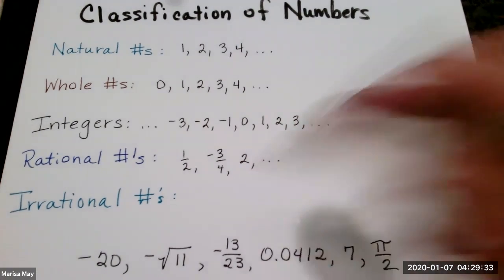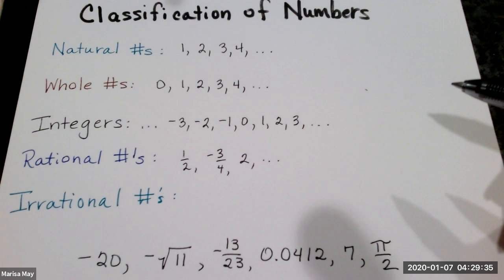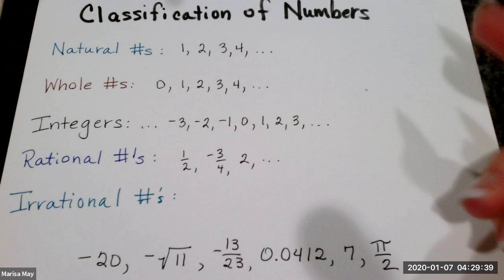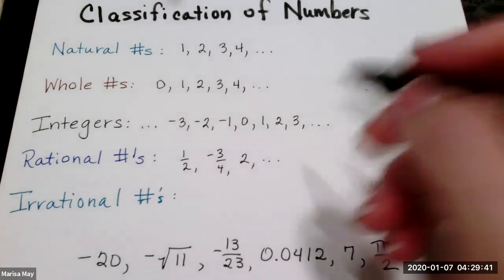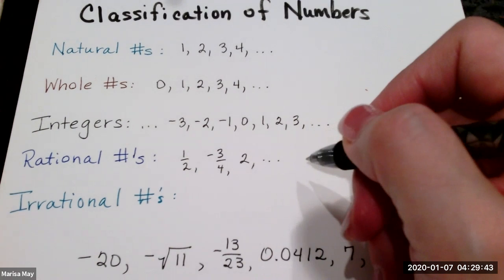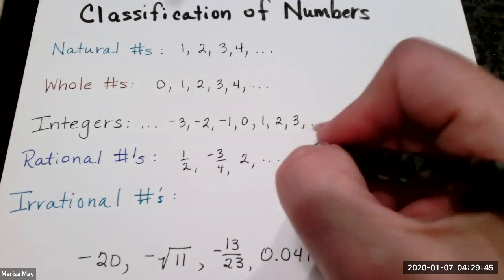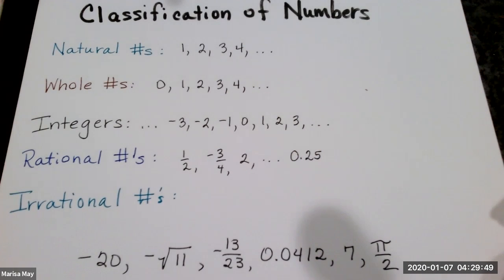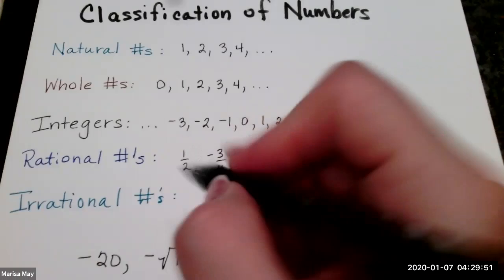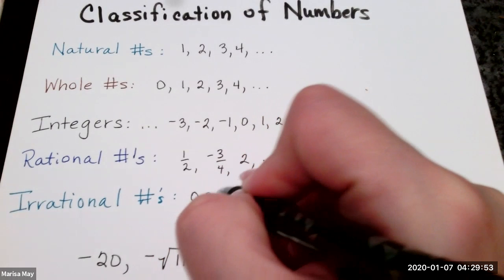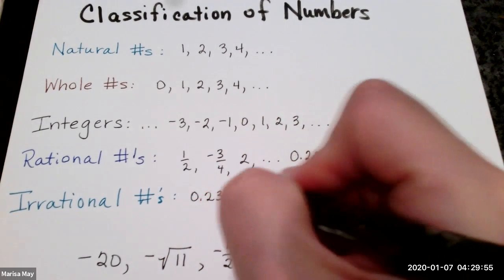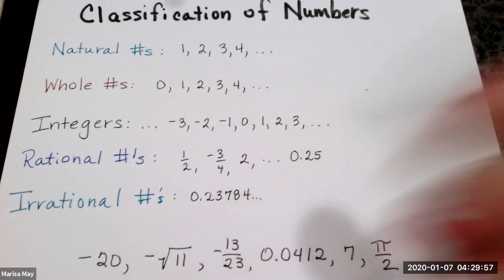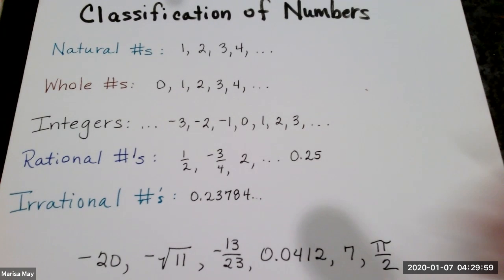And then the irrational numbers become anything that cannot be written as a fraction. So let's talk a little bit about decimals. Any decimal that terminates would be a rational number. So like 0.25, that is a rational number, but 0.23784 and on and on and on, that doesn't repeat, would be an irrational.